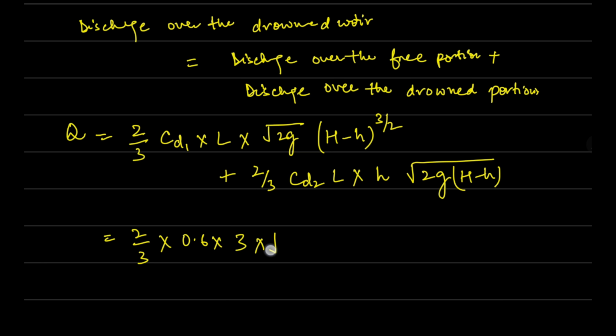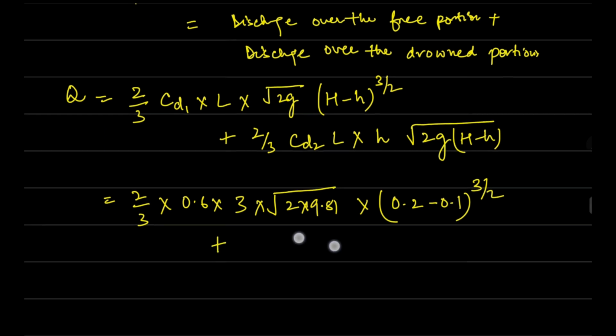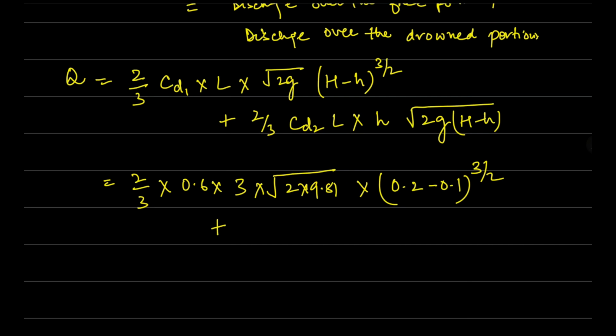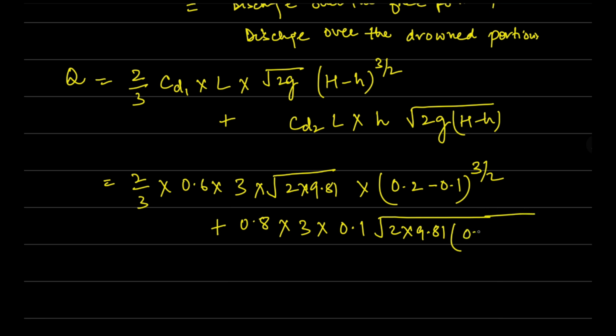If we now replace all the values, this will be 2 by 3, CD1 is 0.6, L is 3, and then under root 2 multiplied by 9.81 and multiplied by 0.2 minus 0.1, raised to the power 3 by 2, plus. I just made a mistake. This value will not have the 2 by 3. So CD2 is given as 0.8 and then L is 3 meter and then again small h is 0.1, multiplied by under root 2 multiplied by 9.81 and then capital H is 0.2 minus small h is 0.1.